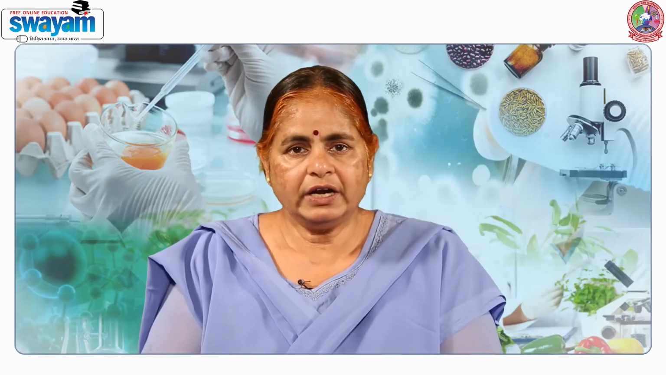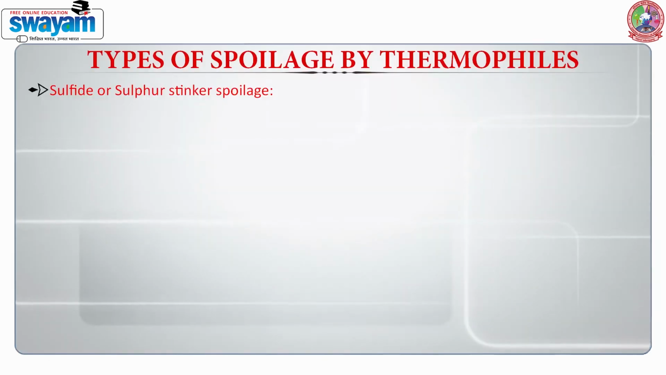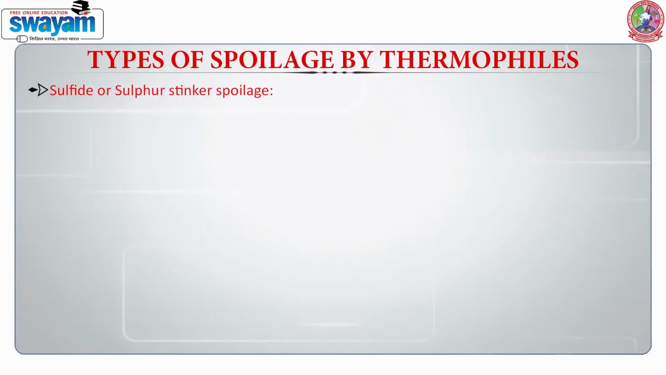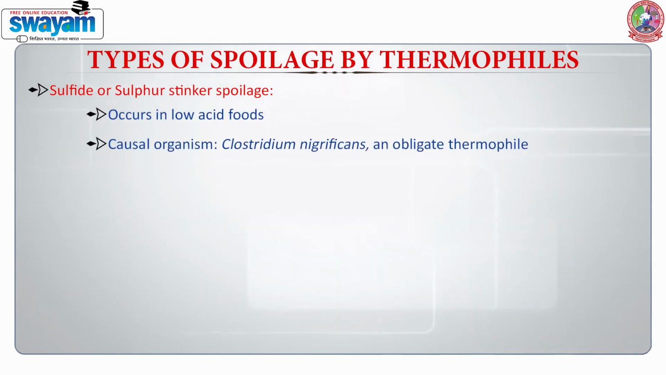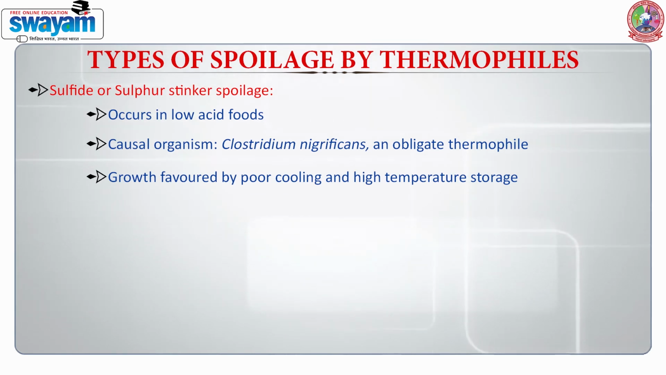There are different types of spoilage caused by thermophiles, for example sulfide or sulfur stinker spoilage. It occurs in low acid foods. The causal organism is Clostridium nigrificans, which is an obligate thermophile. The growth of this organism is favored by poor cooling and high temperature storage.